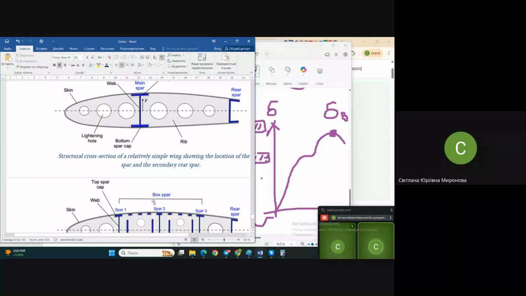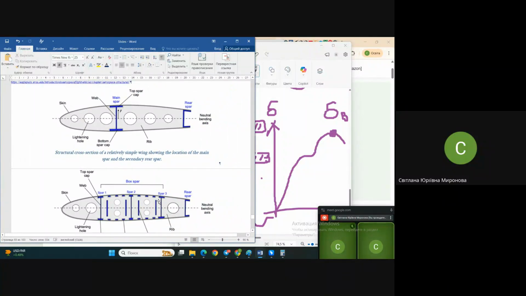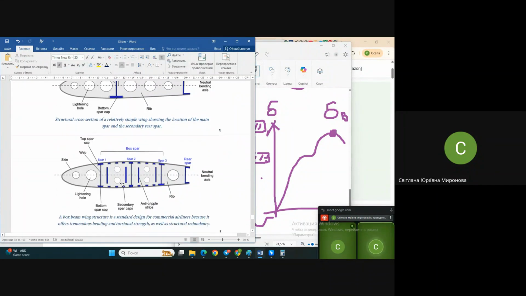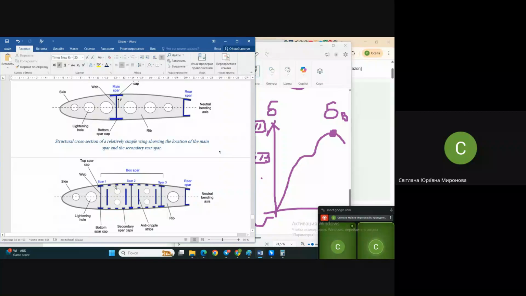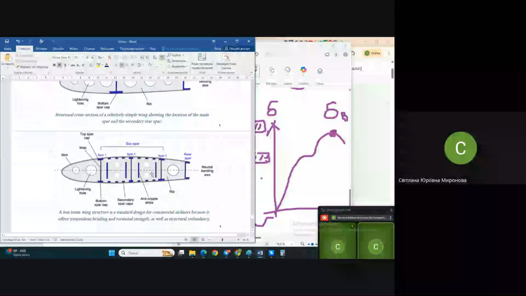You may meet it with different names in English literature. The idea here is that bending moment is received and counteracted, let's say, only with spars practically. In this structure, it's called box beam structure. It's the so-called torsion box, and this torsion box structure consists of spars and stringers. Of course, they all interact with ribs.